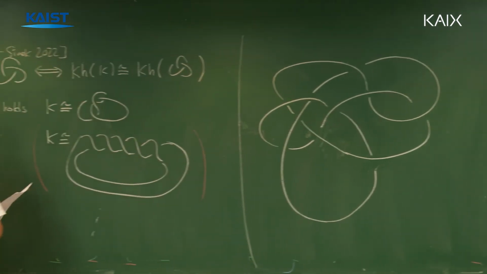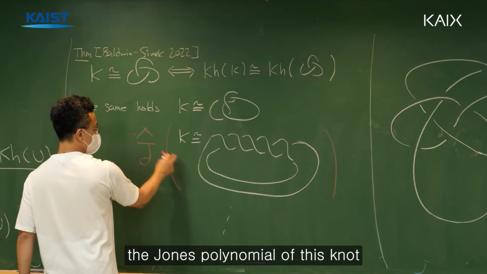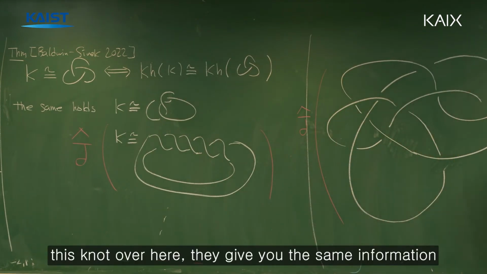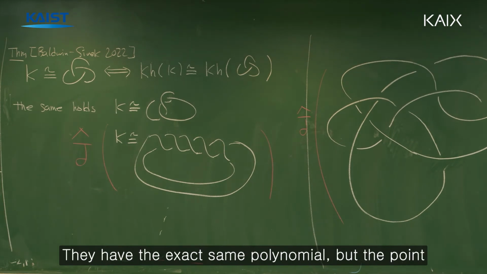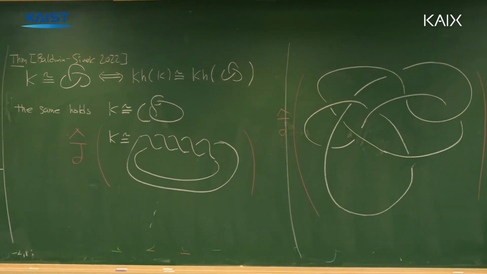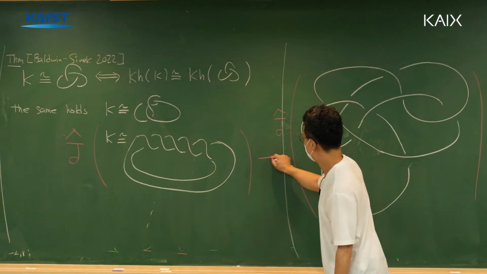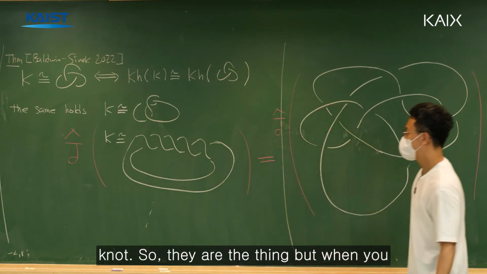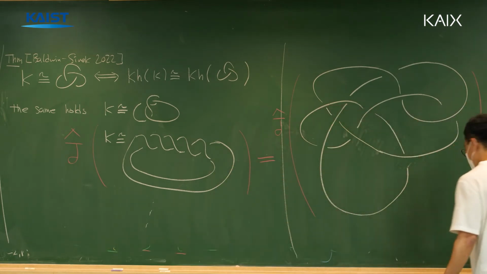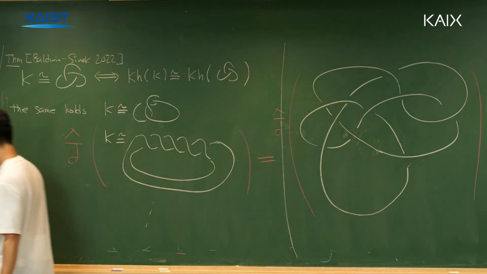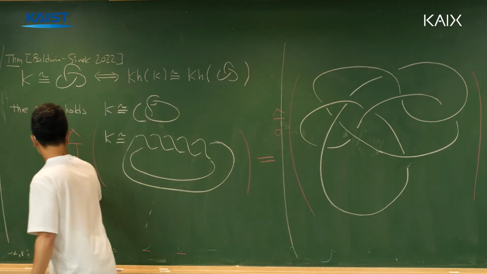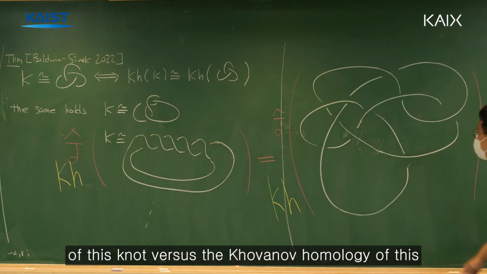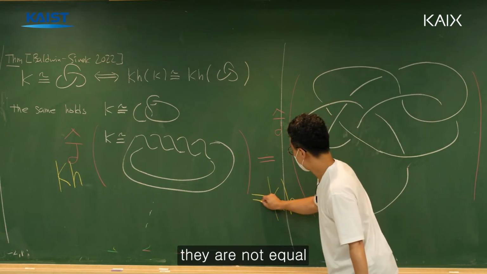Jones polynomial of this knot, and the Jones polynomial of this knot over here, they give you the same information. They have the exact same polynomial, but the point is that, as I mentioned before, Khovanov homology detects this T(2,5) torus knot. So they are the same, but when you compute the Khovanov homology of this knot versus the Khovanov homology of this knot over here, they are not equal.